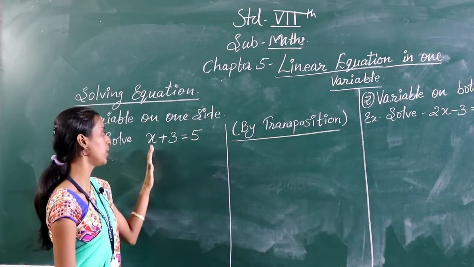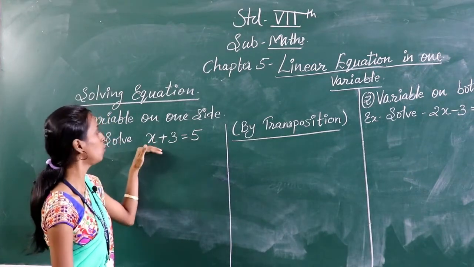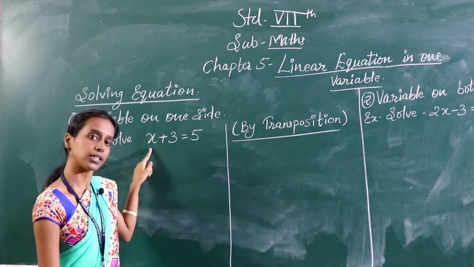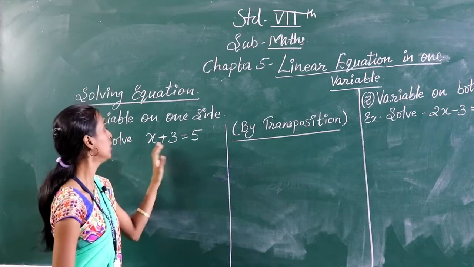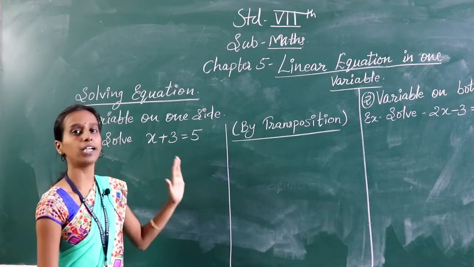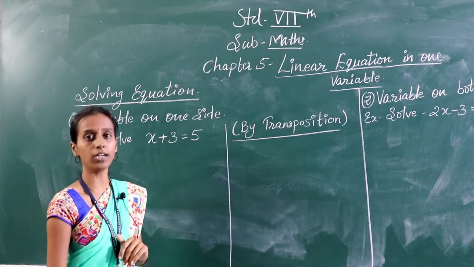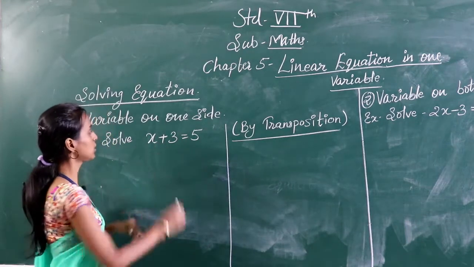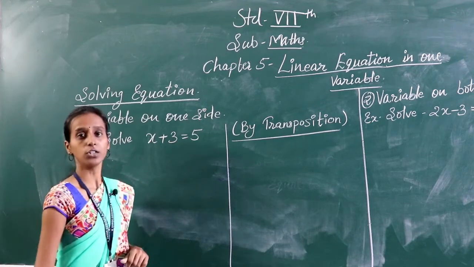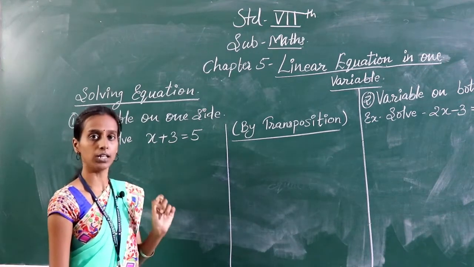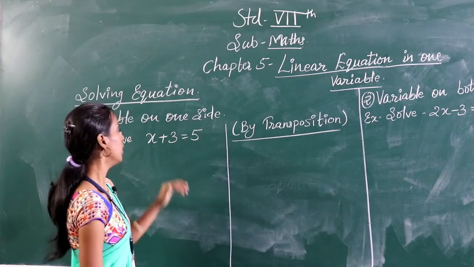In the first method, we have to find out the value of this x. Whatever numbers or variables are connected with that x, we have to remove all of them. In this case, you can see x has plus 3 with it. So we have to remove this plus 3. How can we remove plus 3?